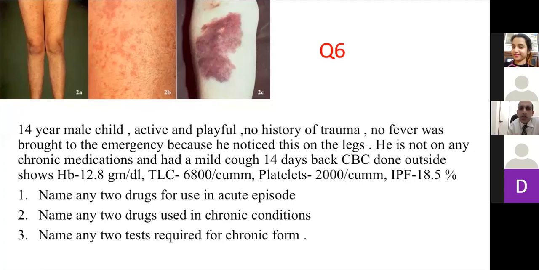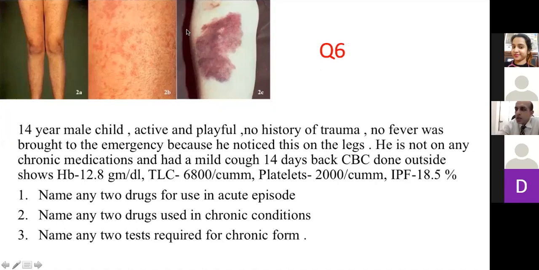For chronic condition, okay, somebody has written Eltrombopag, Romiplostim, Rituximab. So very right, all these drugs are used for chronic condition. What else can be used for chronic ITP? Dapsone can be used for chronic ITP. Splenectomy is rarely used for chronic ITP, but that is one of the modalities that is available. Sometimes people use dexamethasone pulse also, but I think the drugs that have been mentioned are the drugs of choice for this condition. Any 2 tests that are needed for the chronic form?